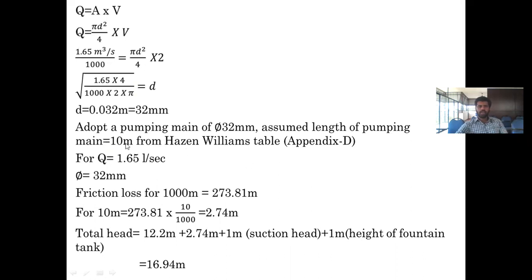So you know the diameter, you know the flow. If you know the diameter and the flow, you can easily find the frictional loss also, because in that pumping main there will be fittings and fitting losses occurring. So that also should be added. Total head means you know all the length plus the fitting loss or friction loss, plus the suction head and the height of the fountain tank also.